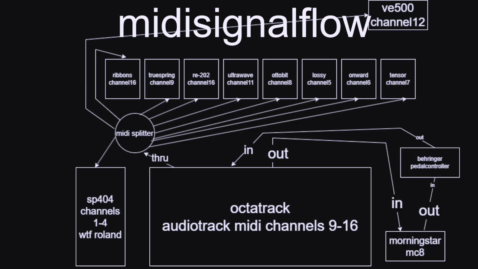Well, like I said again, I don't use channel 16, so there's no overlap with the Ribbons and the RE202. But with the True Spring, the Ultrawave, and the V500, you can define what CC messages it receives and what parameters that CC message controls. So you can choose parameters that the Octatrack doesn't recognize and have that overlap on channels. So that's a workaround.